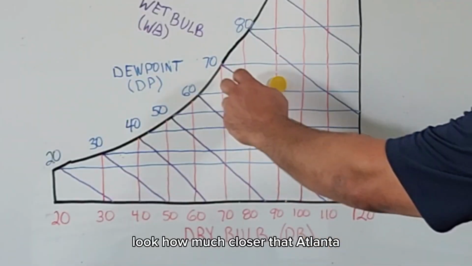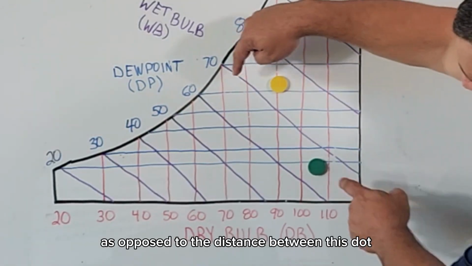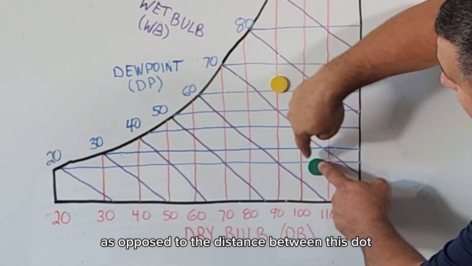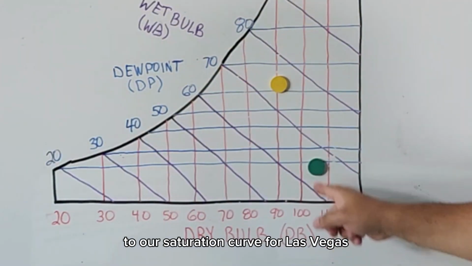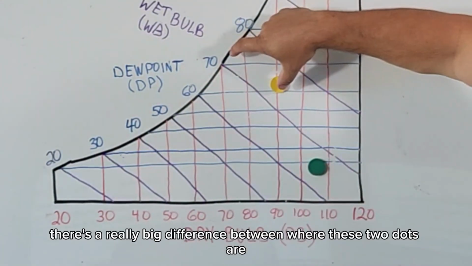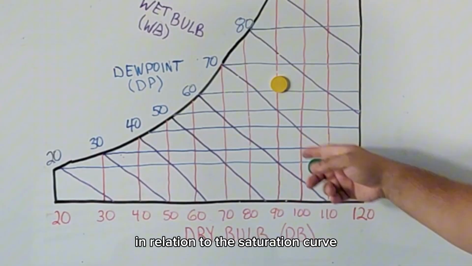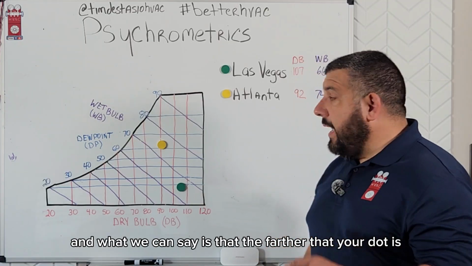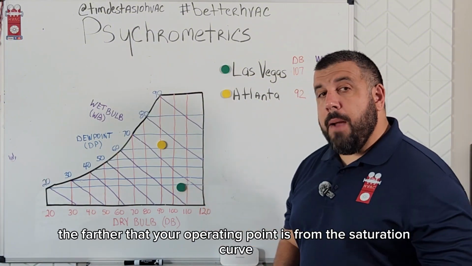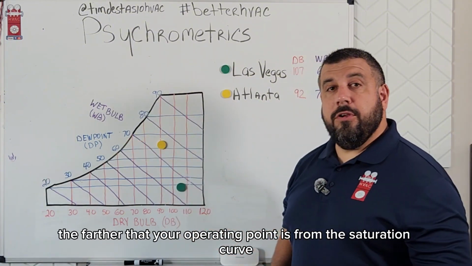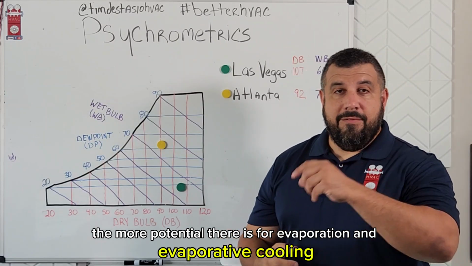Look how much closer Atlanta, Georgia is to our saturation curve, as opposed to the distance between this dot traveling up the wet bulb line to our saturation curve for Las Vegas. There's a really big difference between where these two dots are in relation to the saturation curve. And what we can say is that the farther your operating point is from the saturation curve, the more potential there is for evaporation and evaporative cooling.